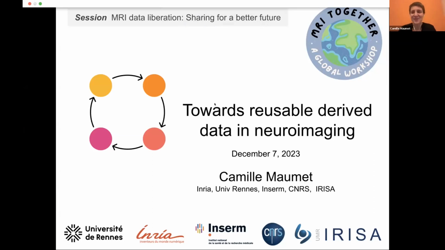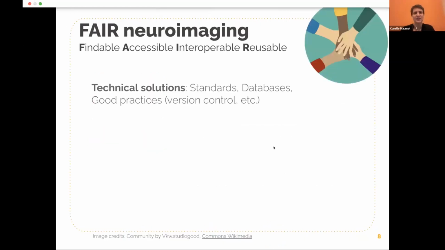It's better. So I'm going to talk about reusing derived data, and we'll get later on a little bit more on what we might want to do that. But before I get started, I want to focus on one point. So when we talk about sharing data, we often refer to the FAIR principle, which stands for findable, accessible, interoperable, and reusable. Well, we'll talk about this more later. And we often focus on technical solutions. So do we have standards? Do we have databases, good practices? And this is a lot of what will be covered in this talk.